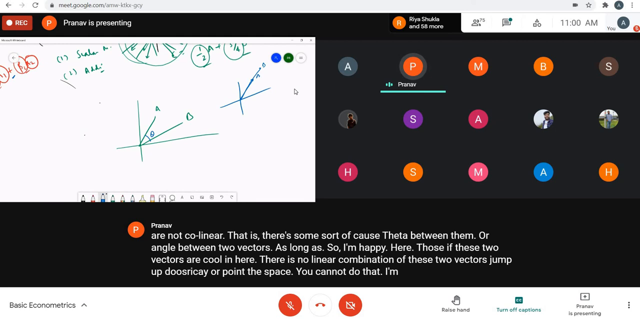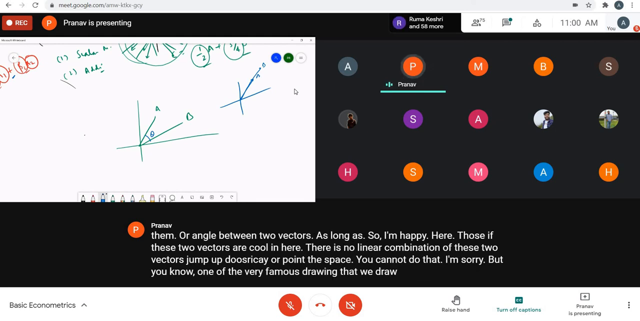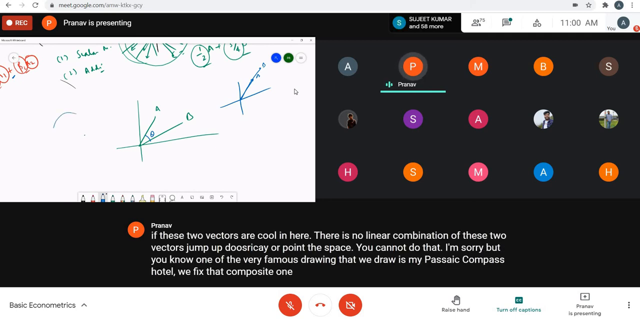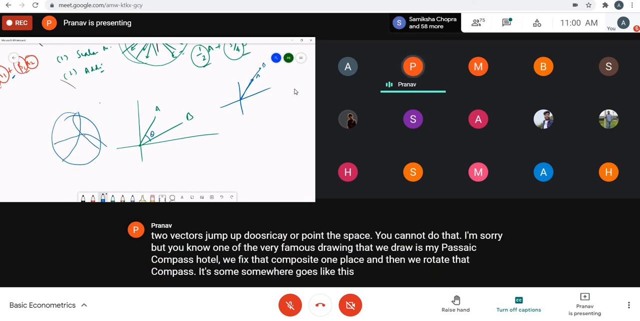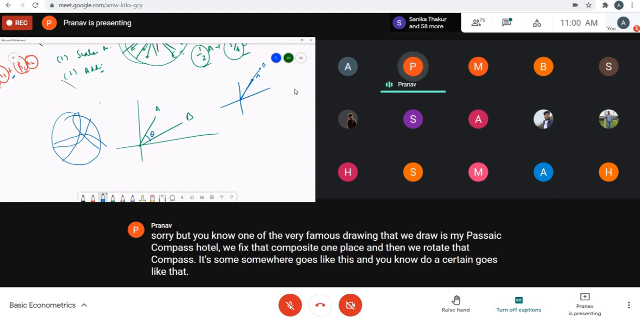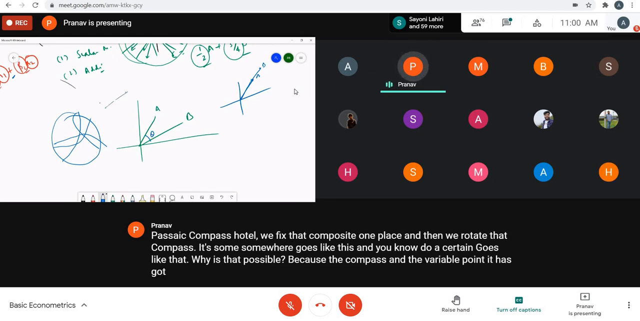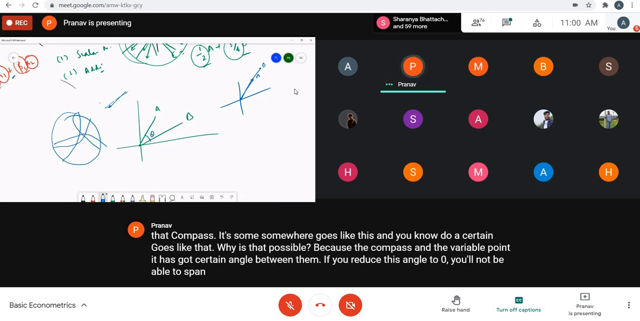I'm sure when you were children, one of the very famous drawings that we draw is with a compass. We fix that compass at one place and then we rotate that compass and draw certain curves like that. Why is that possible? Because the compass and the variable point have a certain angle between them. If you reduce this angle to 0, you will not be able to span this space. This is precisely what linear combination is all about.